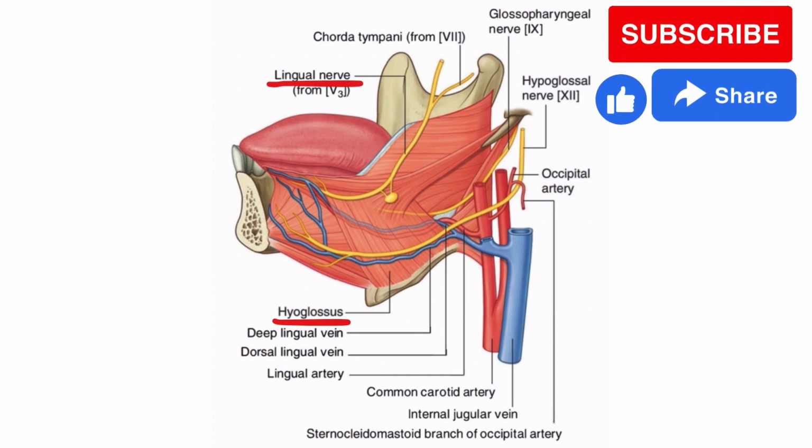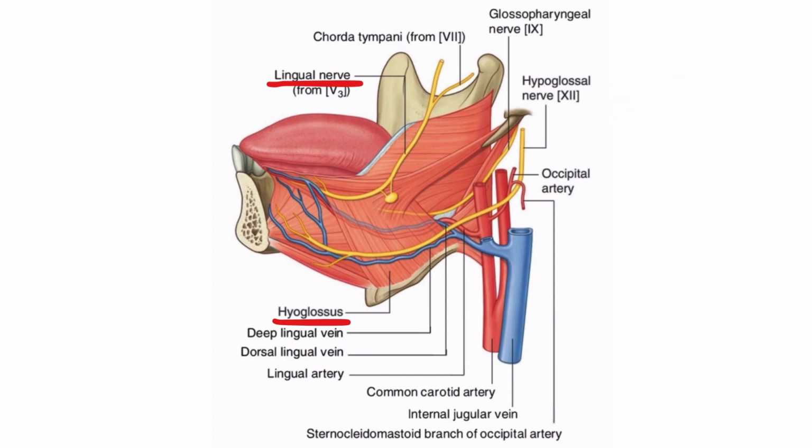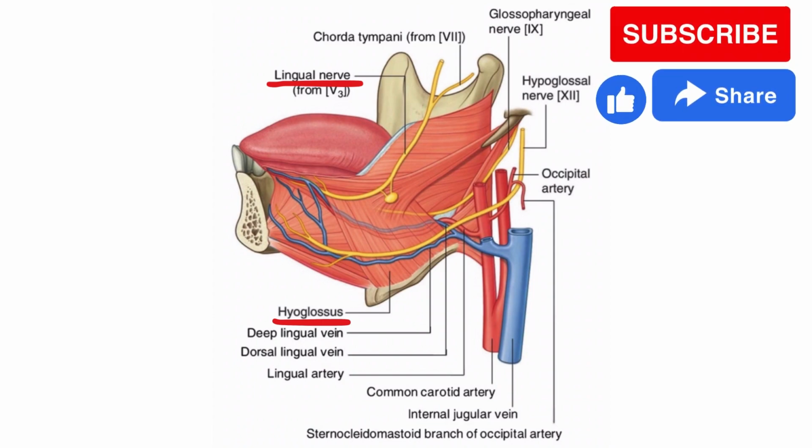Injury or damage to the lingual nerve can result in symptoms such as altered sensation or numbness in the tongue, as well as taste abnormalities. Dysfunction of the hyoglossus muscle can affect tongue movement, leading to difficulties in speaking, swallowing, and other oral functions.